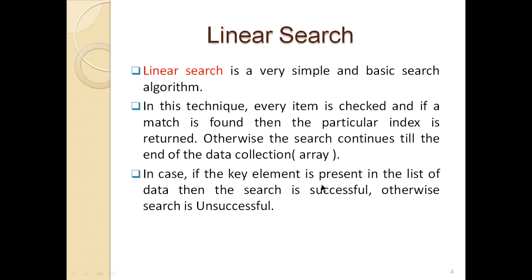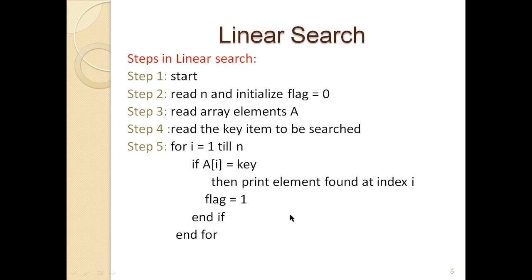In case your key element is present in the list of the data, we call it a successful search. Otherwise, in case you don't have the key element present in your list of elements, you call the search unsuccessful. So what are the steps in linear search?